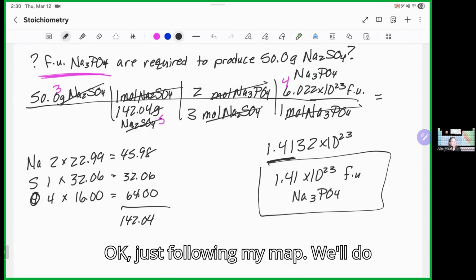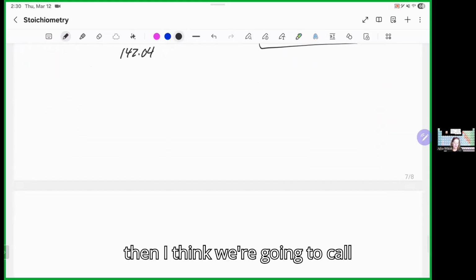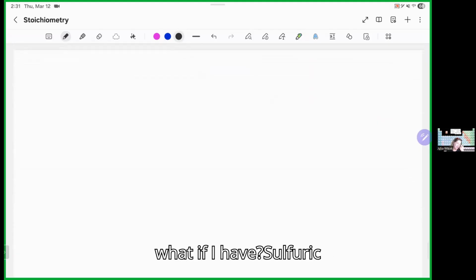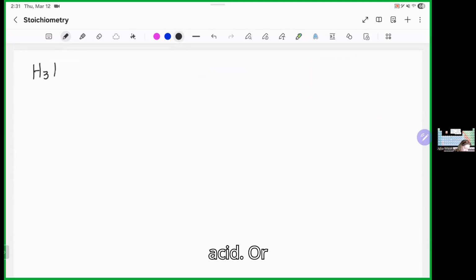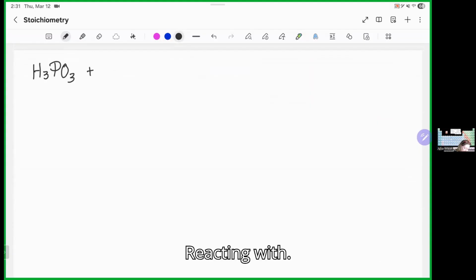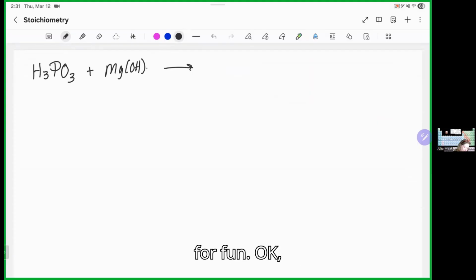Okay, just following my math. We'll do one more with a balanced equation, and then I think we're going to call it a day after that. Okay, so what if I have sulfuric acid or sulfurous? Let's go with sulfurous acid just for fun. Reacting with sodium hydroxide. Okay, and no, let's react that with magnesium hydroxide just for fun.